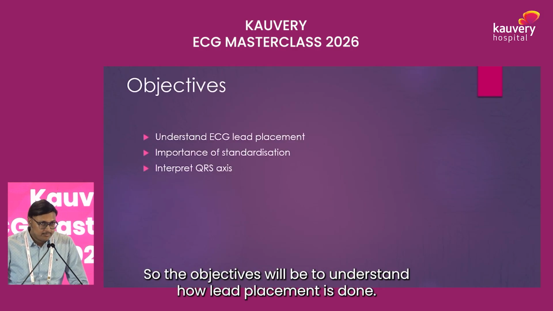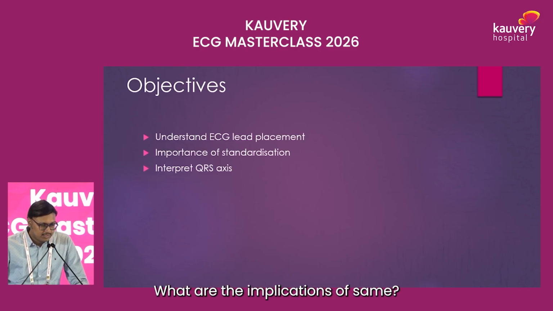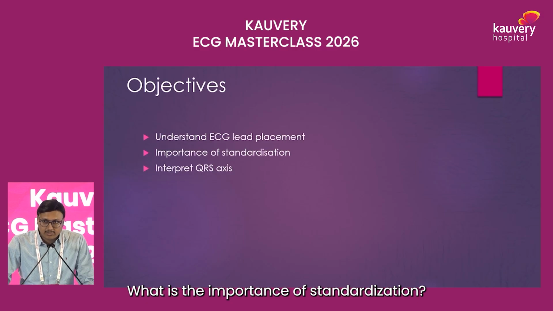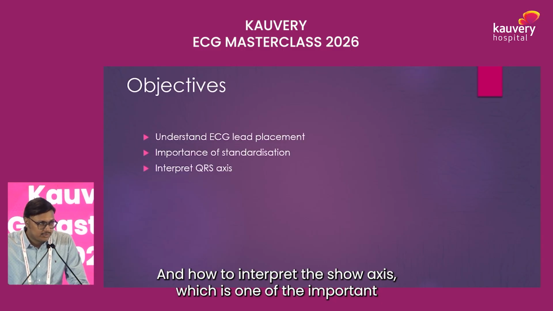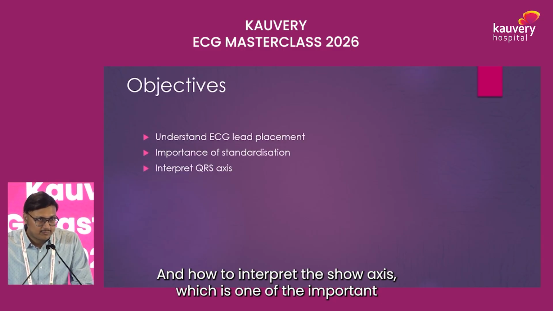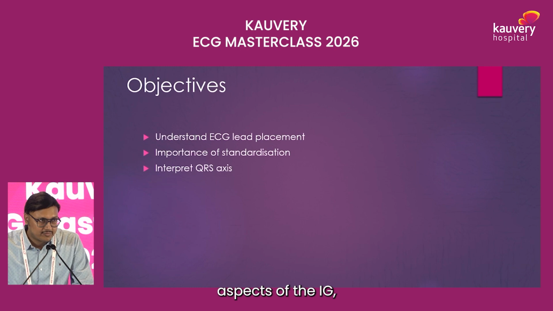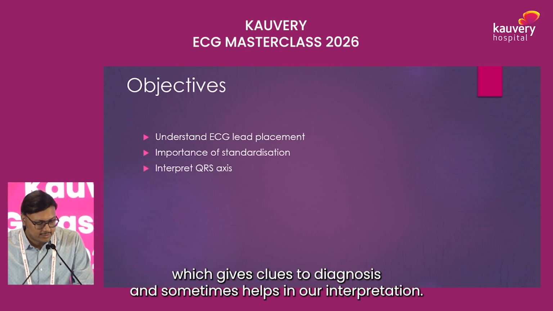The objectives will be to understand how ECG lead placement is done, what the implications of the same are, and what is the importance of standardization. It's a very overlooked aspect of ECG, but it poses a lot of challenges if overlooked. We will also learn how to interpret the QRS axis, which is one of the important aspects of the ECG, which gives clues to diagnosis and sometimes helps in our interpretation.